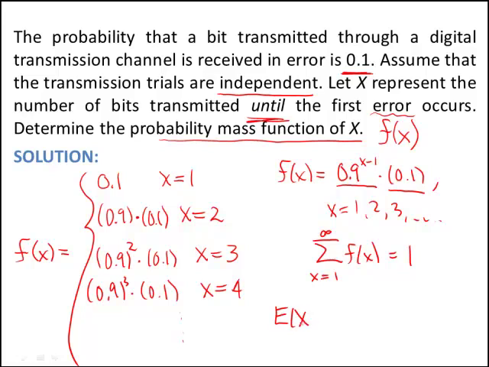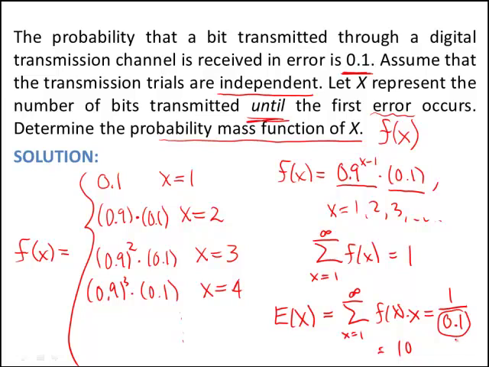While we're talking about it, I think it's interesting to note the expected value. We know how to find the expected value of a discrete random variable. We just sum f of x times x from x equals 1 to infinity. And when we do this, we get the outcome to be 1 over the probability of success, which here was transmitting a bit in error. So that's 1 over 10%, which turns out to be 10. So the mean of a geometric random variable is actually 1 over the probability of success.